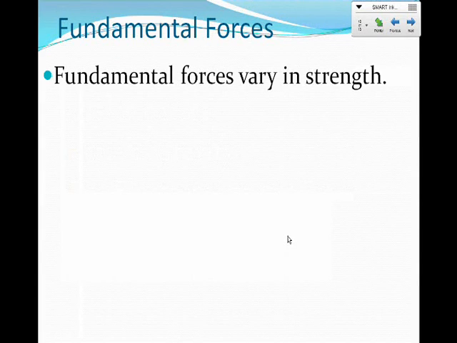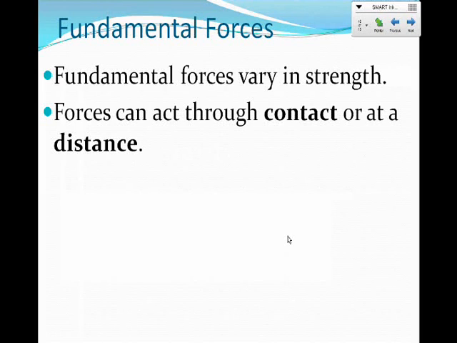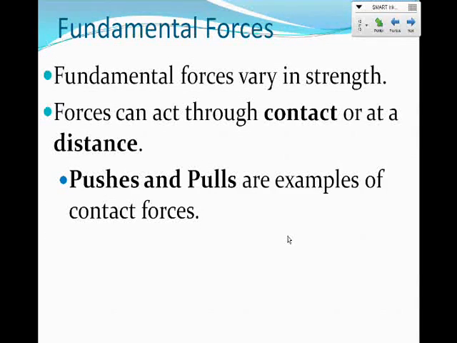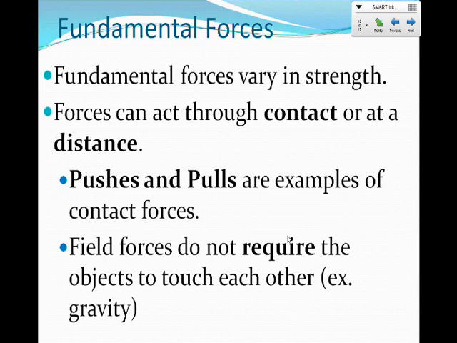Now, these fundamental forces vary in strength. Some are stronger than others. And you also have some forces that act through contact, and other forces act at a distance. Now, pushes and pulls are examples of contact forces. If I push someone or pull someone, that means I'm in contact with them, and that's a contact force.